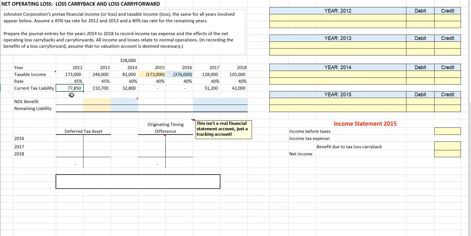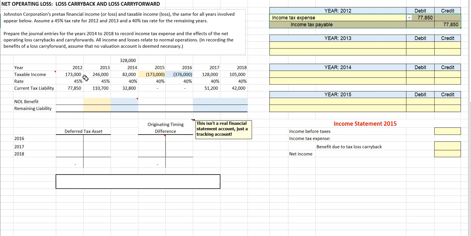Our tax liability for 2012 will be the $173,000 in taxable income multiplied by the 45% tax rate. Our journal entry involves a credit to income taxes payable for $77,850 and a debit to income tax expense for $77,850. Again, recall, we were told there were no temporary timing differences. In other words, our pre-tax financial income equaled our taxable income.